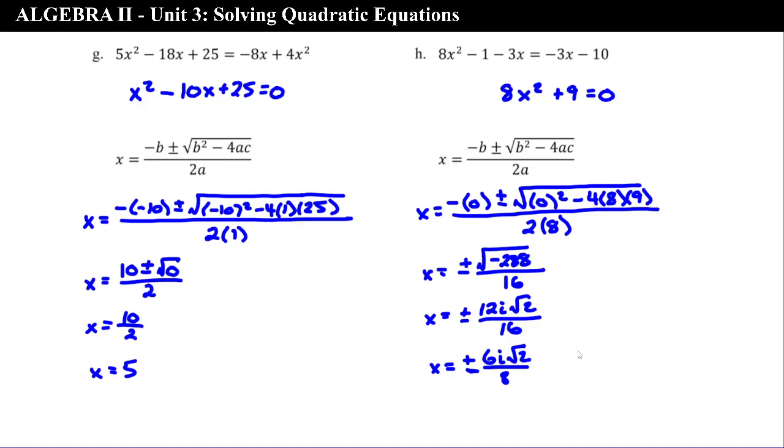So that would be our answer. We have an imaginary solution. In fact, we have two imaginary solutions. So notice under the square root, if we end up with a negative under the square root, then we end up with imaginary solutions. When we had 0 under the square root in G here, we end up with one solution. And then in the other examples, when we had a positive number under the square root, we ended up with two real solutions. So what's under the square root does give us some information.